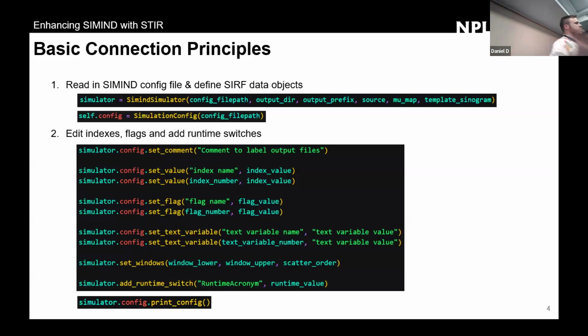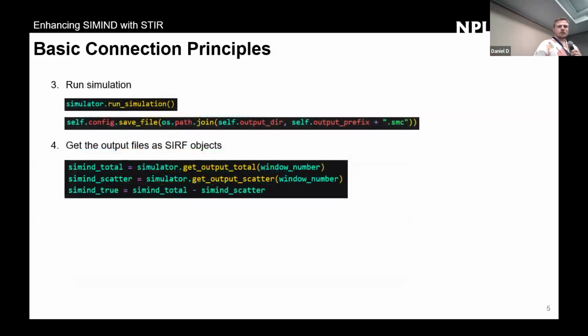From this, you can print the configuration so you can see all of your configurations for that simulation within Python. And if anyone has used SIMIND before, this can be very complicated in the current way that SIMIND works. Then you can run the simulation, and this will save a new config file so that you have some evidence of what you've used in your simulation, and then use this functionality here to get SIRF objects straight out of the simulation.